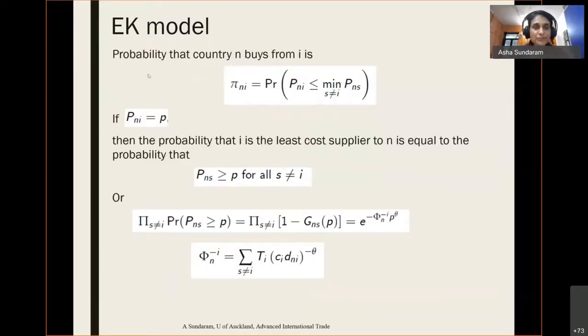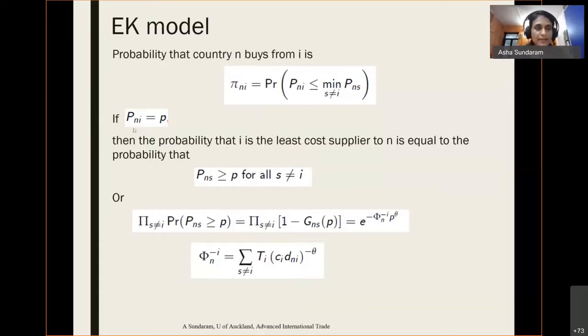Okay, so that brings me to the first thing that we're going to calculate, which is the probability that a country n buys from i. So what is the probability that India buys cars from China, where China is i? Well, how do we calculate that probability? Well, that's the probability that China is the least cost supplier of cars for me. In other words, any other country, Germany, UK, all of them supply cars at a higher price than China. That's the only reason I would buy from China, right? So I need to calculate the probability that the price of cars for me as an Indian from China is less than or equal to the minimum of the price of cars from any other country other than China, Germany, US, and so on.